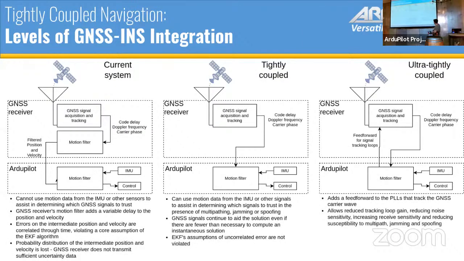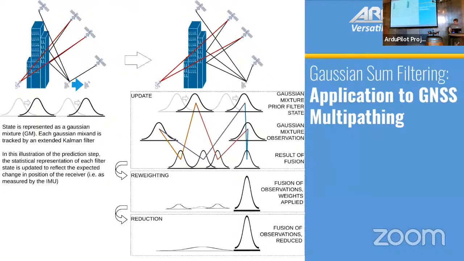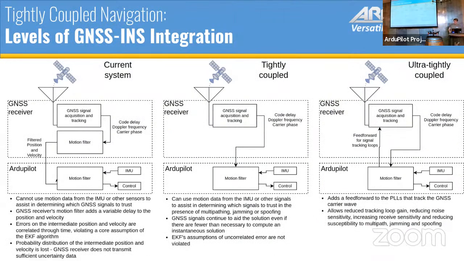GNSS signal. And that actually lets you turn the gain down on that PLL and make it less sensitive to noise. So it actually increases the received sensitivity of the GPS. And again, reduces susceptibility to multipath, jamming and spoofing, since you're less likely to switch to a reflected signal or whatnot. And it could also kind of let it dead reckon its way through a brief noise event a little bit better.